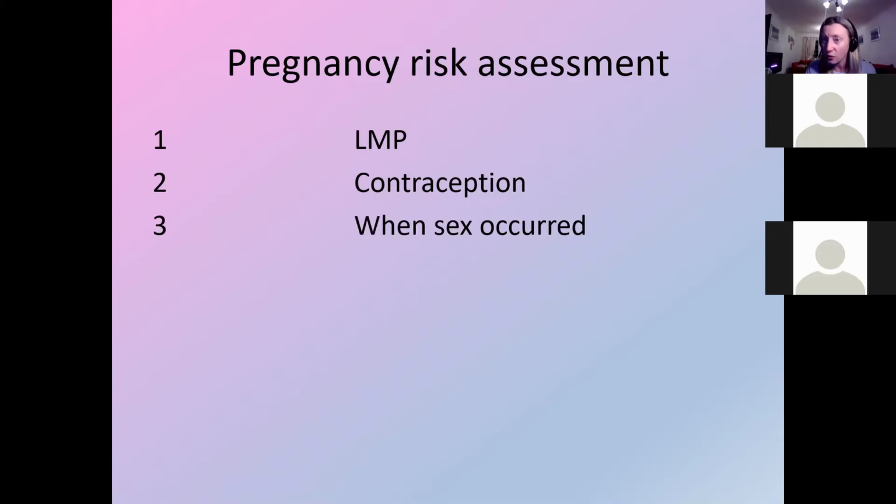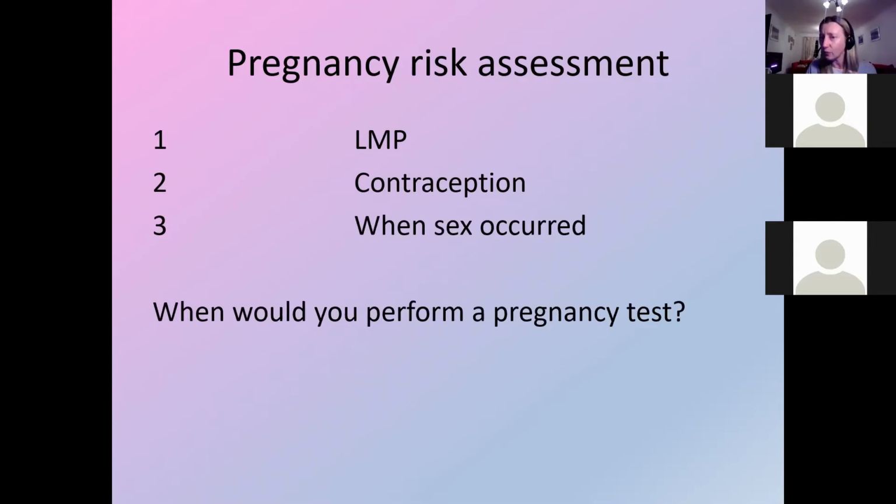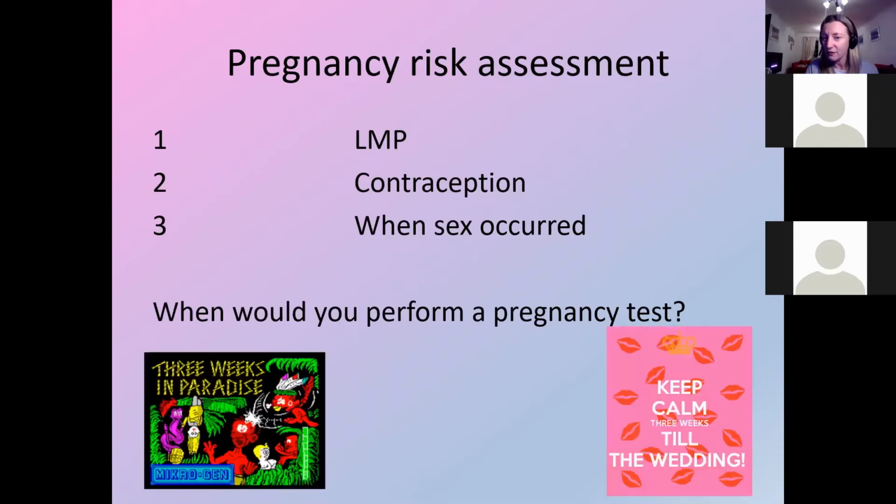And then your third question you're asking is, when have you had sex? You want to know that since your last period, when have you had sex? Okay. And with all that information, you can then work out what a risk of pregnancy is. Your job is to tease that information out and really drill down and ask the questions. So following that, once you've got that information, when do you need to perform a pregnancy test? Well, here's a few clues.